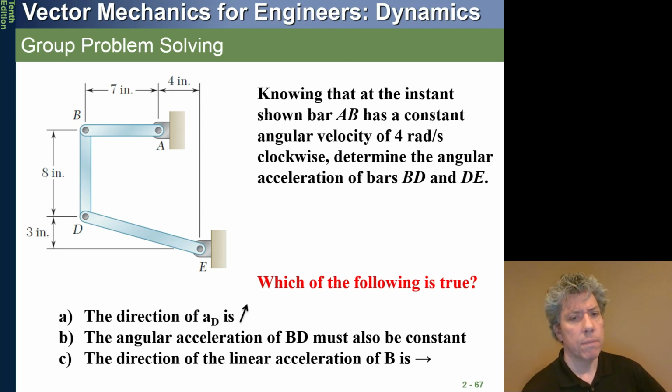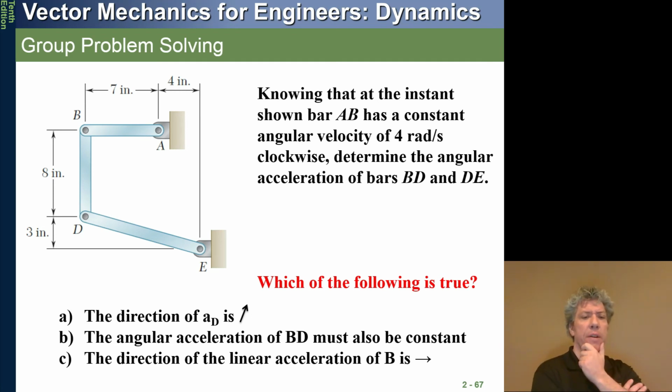Angular acceleration of BD, how can we defeat that one? I'm not sure. Let's go to C and see if it makes sense. C, the direction of the linear acceleration of point B is to the right. Well, if AB is rotating at a constant angular speed, then that means B doesn't have any tangential acceleration, which would point up and down. And in fact, the normal acceleration of point B would have to be pointed towards A, so I think C is true.